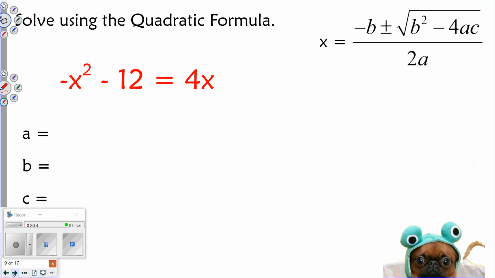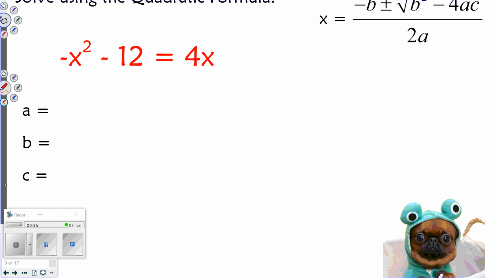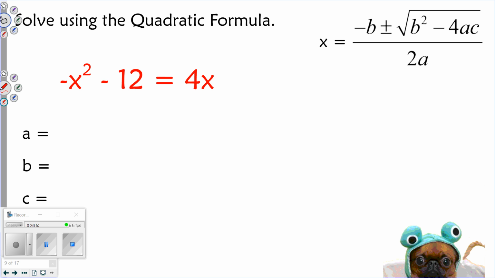I know. Look at that dog. He's a little frog. Isn't he cute? All right. Oh, this one's pretty, isn't it?